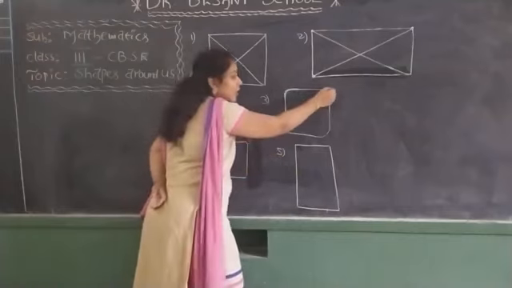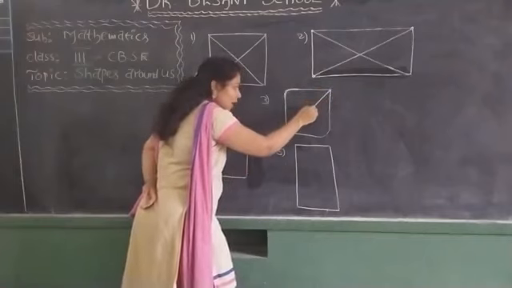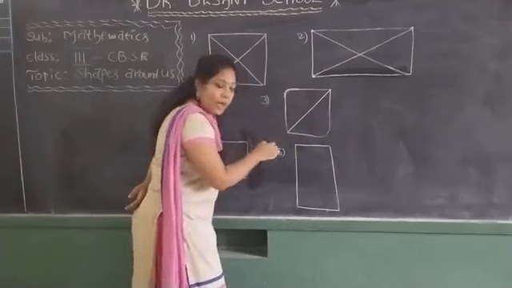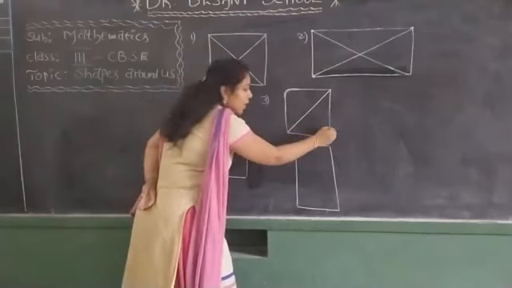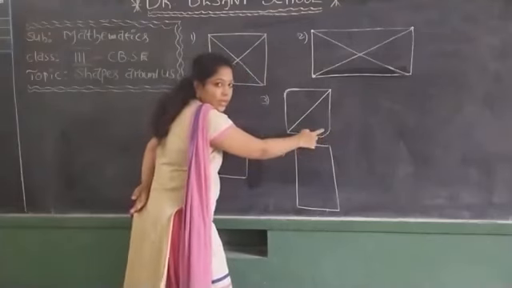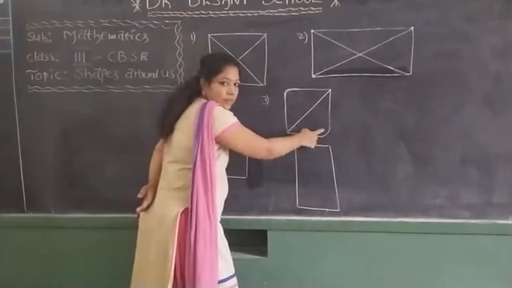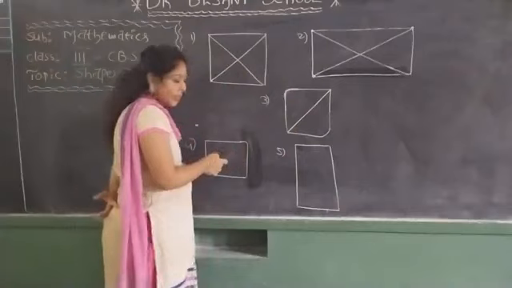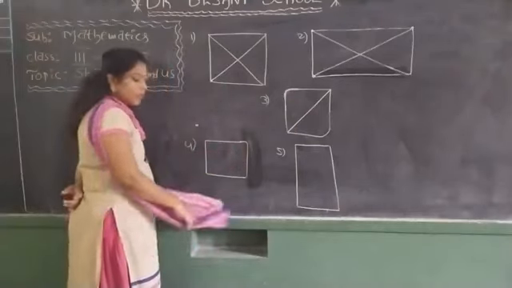Means we can draw for this diagram like this only. Can we draw like this? No. Why? Because these two have curved lines here. Okay. We can't draw for these two by connecting. Okay, children. Now coming to the fourth one.